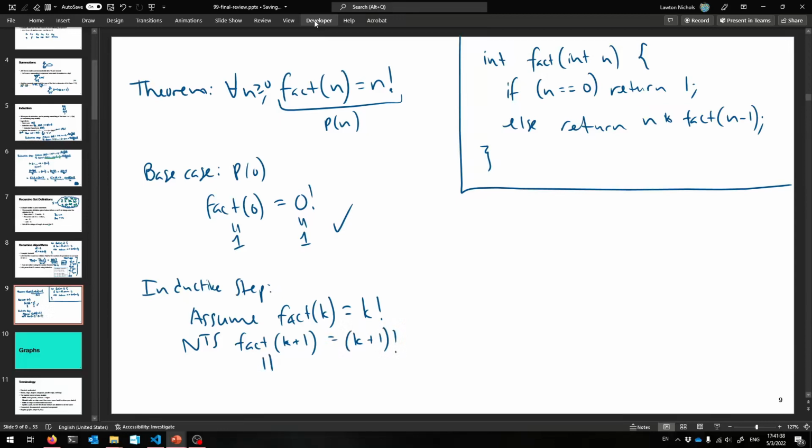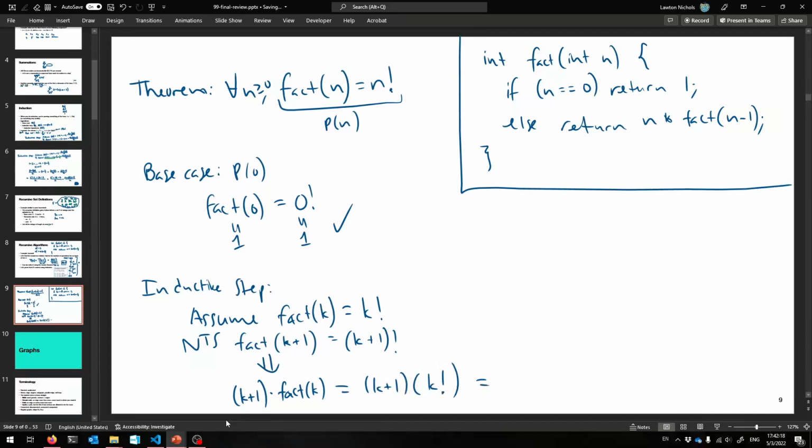So what does fact of k plus 1 return? Well, it returns whatever n times fact of n minus 1 returns. So it returns k plus 1, because I'm calling it with k plus 1, k plus 1 times fact of just k, right? Because that's n minus 1. It's just k. And now, what do you know? I have this in my hypothesis as well. I can unfold it. So fact of k I get to assume is just k factorial. I assume that the recursive call is doing the right thing. So this expands to k plus 1 times k factorial.